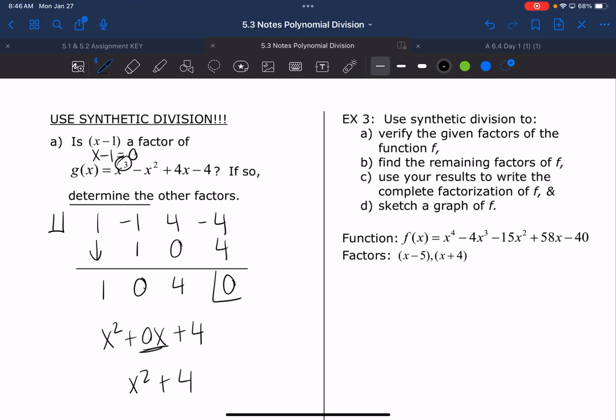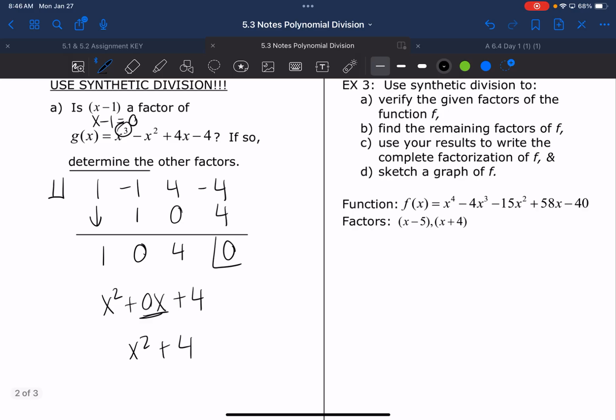Okay, so starting with part A, we're going to use synthetic division to see if these are in fact factors. Okay, so we've got two factors. If I'm going to use synthetic division with either one of those factors, what number am I going to put in the box?